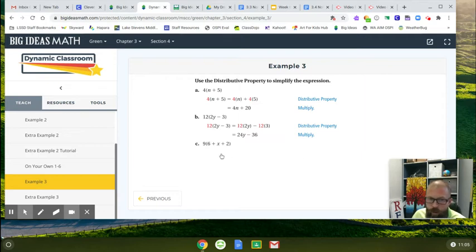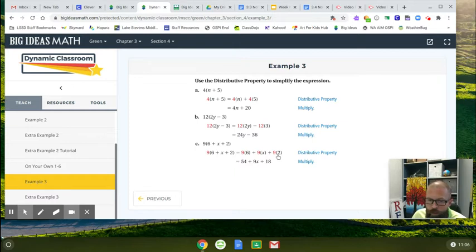Okay, last one. So this one has 3 of them in there. So what do I do? Let's take a look. We break it down into 3 different things. So we're going to make it rain in here: 9 times 6, 9 times x, and 9 times 2. So that's what this looks like: 9 times 6, 9 times x, and 9 times 2. So once I multiply, I end up with 54 plus 9x plus 18.